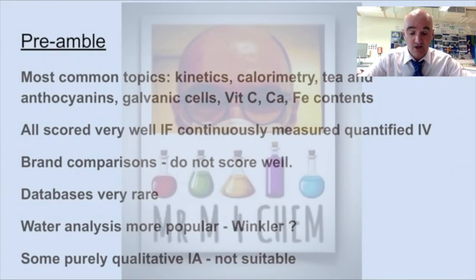Right, preamble. Again, very popular are kinetics experiments, so rates, concentration, temperature. There's bazillions of rate reactions: iodine clock, of course, BZ reactions, disappearing cross, the list goes on. There's dozens and dozens of them. Very popular, and if done well, awesome, very good. Calorimetry, again, very good, if done well. Tea and anthocyanins, that spectrophotometry, can be done very well. And galvanic cells: concentration, temperature, nature of the electrode, change the salt bridge, all that.